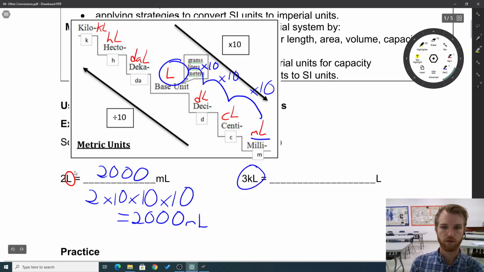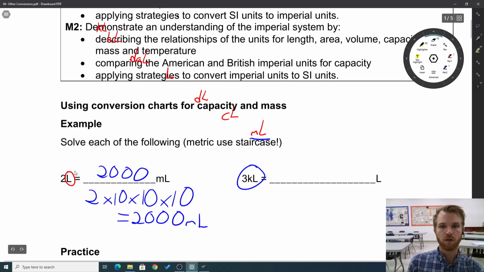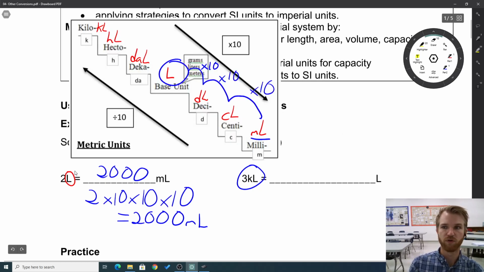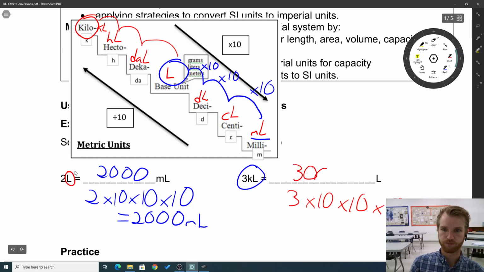If we went 3 kiloliters to liters, I'll just erase my work up here. Oops, went a bit too far there. I'm going to use a different color pen instead. This time we're starting at kiloliters all the way up here, and we're going down to liters. This is again 1, 2, 3 steps down, so that'd be times 10, times 10, times 10 for each step. So this is again multiplying by 10 three times. 3 times 10 times 10 times 10 ends up being 3,000 liters.